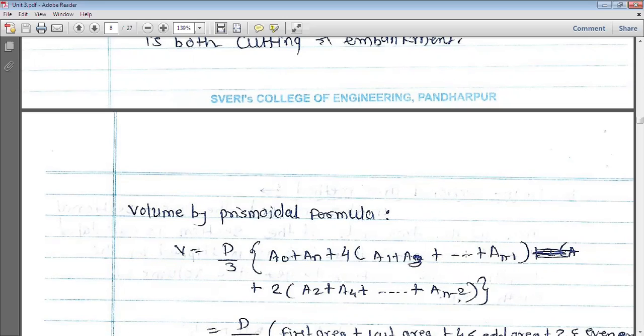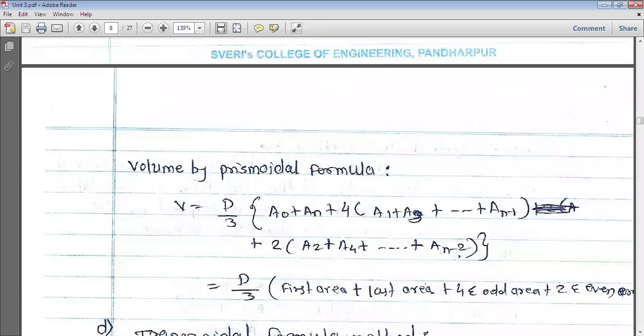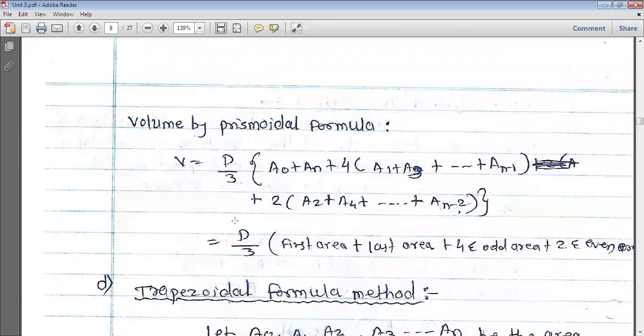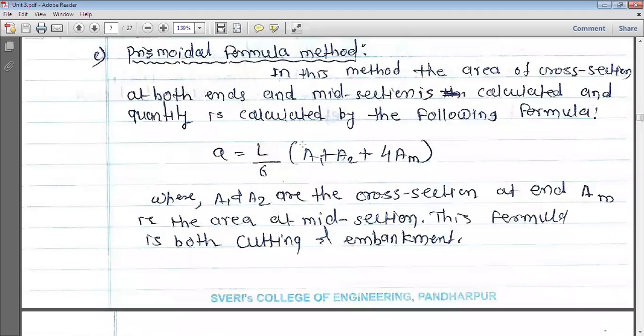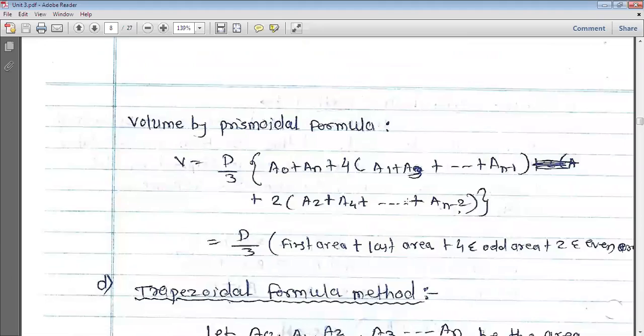and A2 plus A4 are the even areas we have to consider. Now how has it been given? Again, D by 3 equals the first area A0, plus the last area AN, plus 4 into the summation of odd areas, plus 2 into the summation of even areas. You can determine the volume by using this formula in the Prismoidal method. And the final formula for determining the quantity is L by 6 into bracket A1 plus A2 plus 4AM.